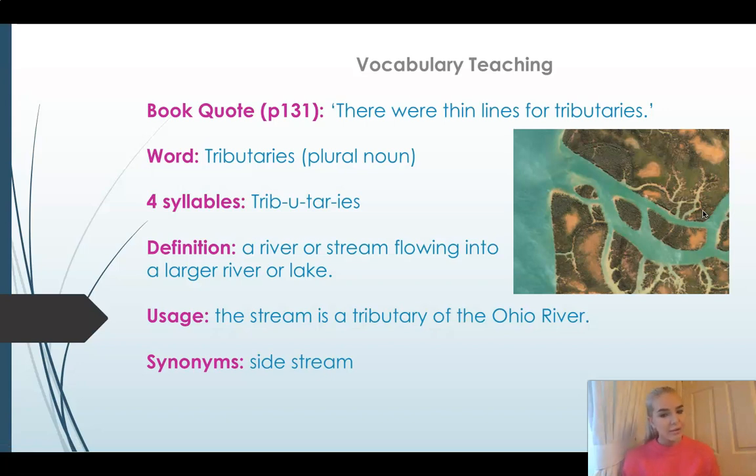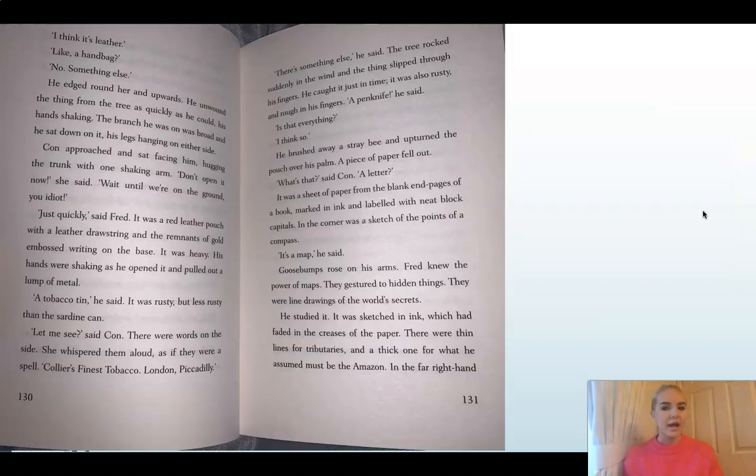Now we could use this word by saying the stream is a tributary of the Ohio River. So this stream could be the tributary that when you travel down the tributary, you get into this big river, which is called the Ohio River. And a synonym for this word tributary or tributaries is a side stream. So something that's on the side and then you flow into this larger river or lake.